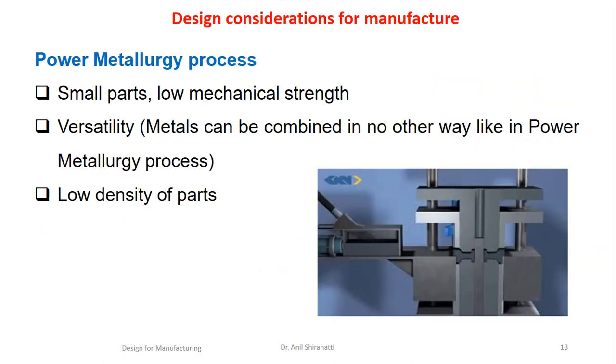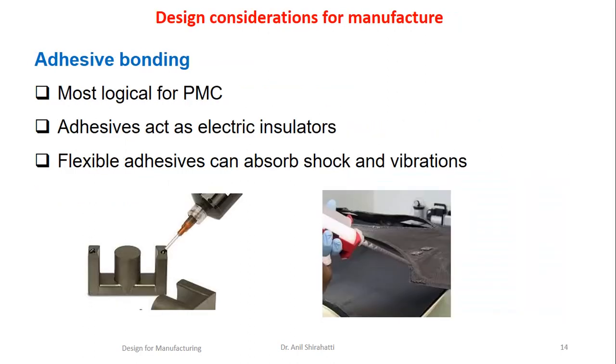Next, if you are using powder metallurgy, like mixing of two metals, it's better to go for powder metallurgy. Parts with low density can be made, but the only thing is the initial investment in this process is very high. So it is always recommended if the production quantity is very high, then you can go for the powder metallurgy process.